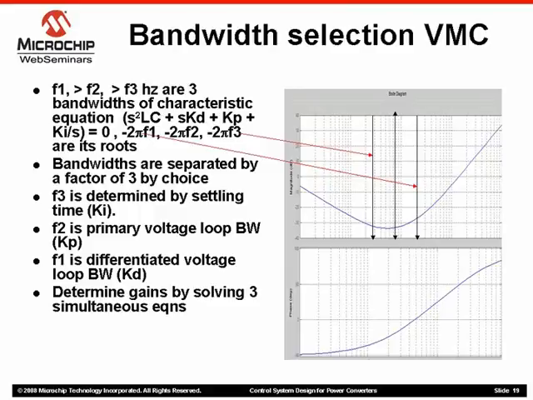Essentially, your characteristic equation is a cubic equation which will have three roots at minus 2 pi f1, minus 2 pi f2 and minus 2 pi f3. f1, f2, f3 are the bandwidths which you have to select by choice. Each of them should have a factor of 3 between them. So f1 is greater than 3 times f2, f2 is greater than 3 times f3. By setting the roots of the characteristic equation to be minus 2 pi f1, minus 2 pi f2 and minus 2 pi f3 in turn, we get three linear equations with three unknowns, Kd, Kp and Ki. We can solve these three linear equations to obtain the values for Kd, Kp and Ki.